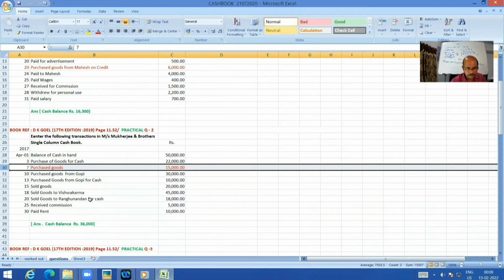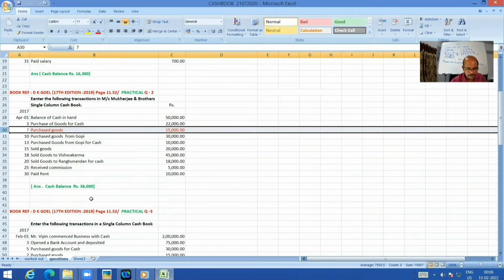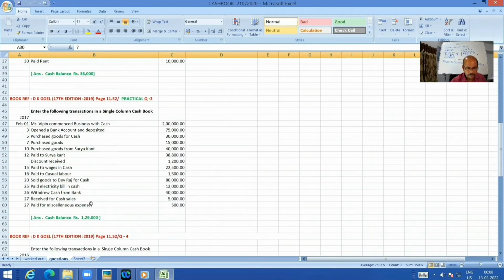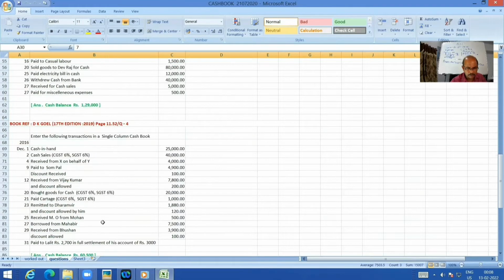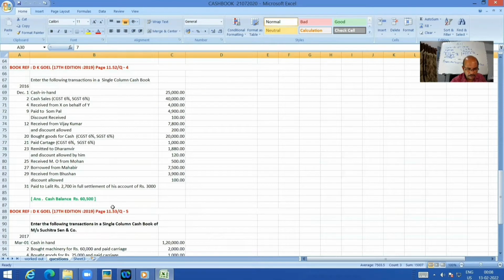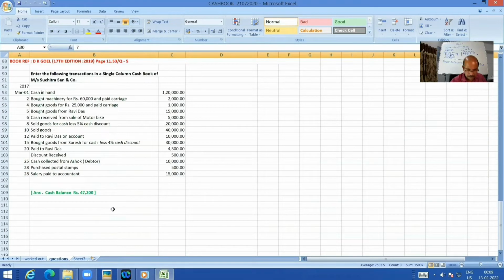Next one. Question number 2, the answer has been given as 36,000. Question number 3, the answer has been given as 1,29,000. Question number 4, the answer has been given, cash balance as rupees 60,500. Question number 5, the answer has been given as cash balance rupees 47,200.